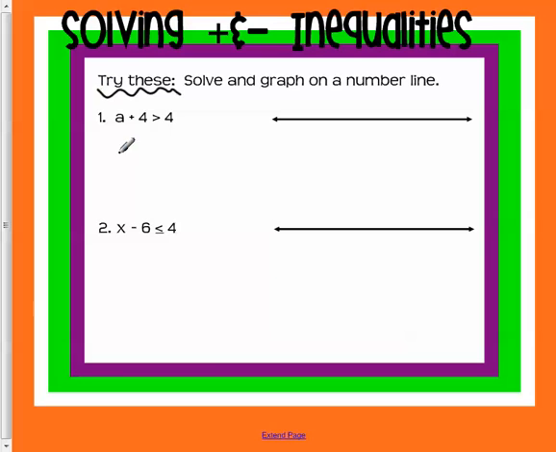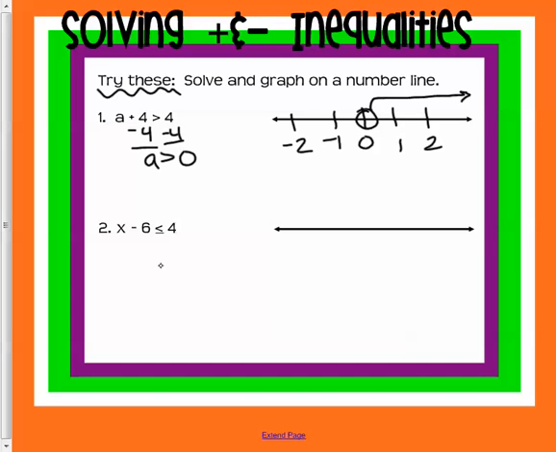Grab your red pen. All right, so on this one, you're going to take 4 away. So a is going to be anything that's greater than 0. Let's plot it on our number line. You don't have to go too crazy with your number line. Now, open or closed dot? Think about it. Is it equal to? No, so leave it open. And it's any number that's greater than 0, which would be all of these numbers.